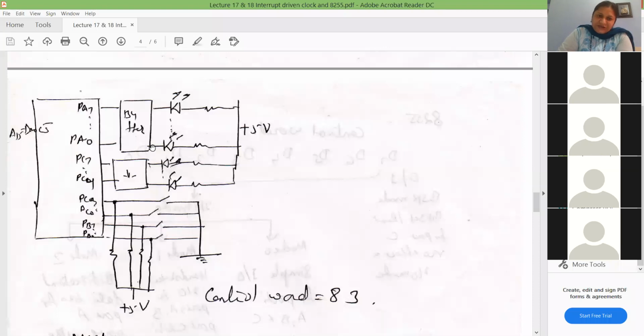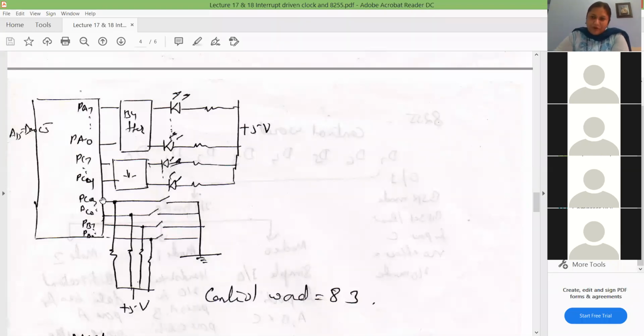So I have to write the program such that, let's say, if the port B0 switch is on, then the port A0 LED should glow. If a port B switch is on, then the port A LED should glow. If the port C0 switch is on, then the port C4 LED should glow. And if the port C3 switch is on, then the port C7 LED should glow. This much is clear? This is the problem statement. Yes, given ma'am.